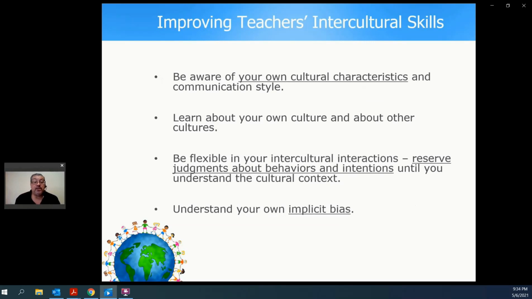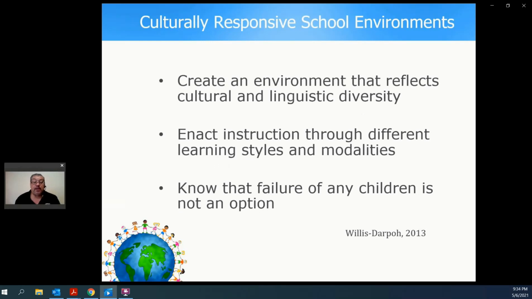Teachers improving intercultural skills. Be aware of your own cultural characteristics and communication style. Learn about your own culture, and this one's important. Understand your own implicit biases. If you don't understand what that means, Google it. There are plenty of videos out there, and it's important to understand what your implicit biases are and how they affect your teaching style and your attitudes towards your students.